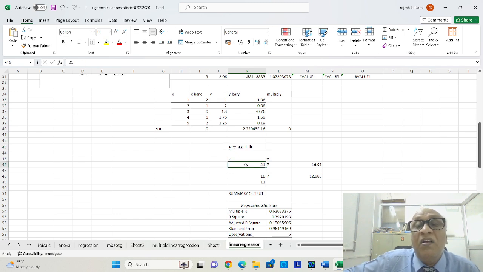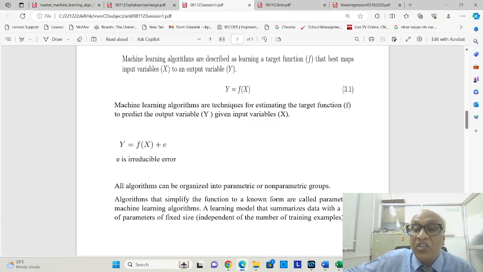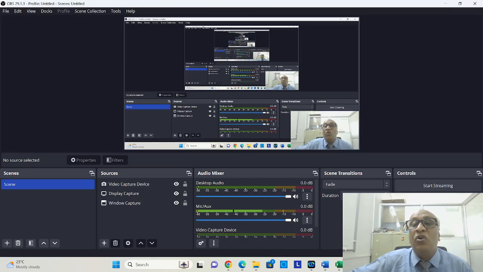Once you do that, suppose you have a new value for x, then you can predict the new value for y. This is, in a nutshell, what linear regression is about. So this is what I wanted to convey in brief.